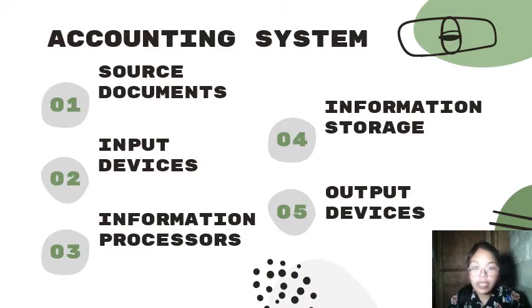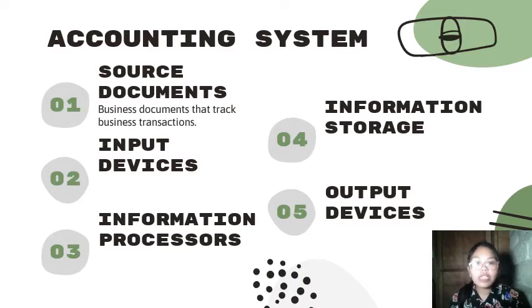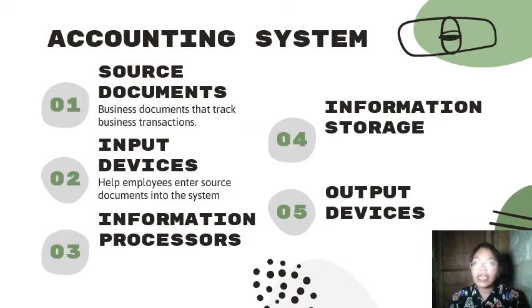Source documents, the first one, are business documents that track business transactions. These documents are created as a written record of a deal being made or a transaction taking place. Documents like invoices, purchase orders, and receipts are created at the end of a business event to keep a record of the original transaction.